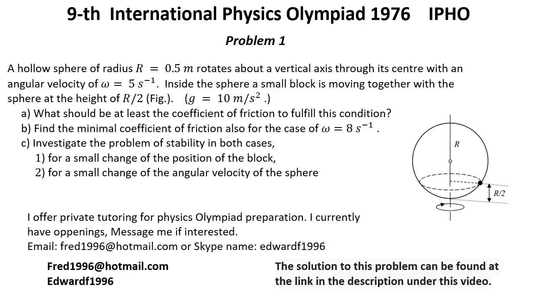Question B. Find the minimal coefficient of friction also for the case of omega equal 8 radians per second. Question C. Investigate the problem of stability in both cases. First, for a small change of the position of the block. Second, for a small change of the angular velocity of the sphere.